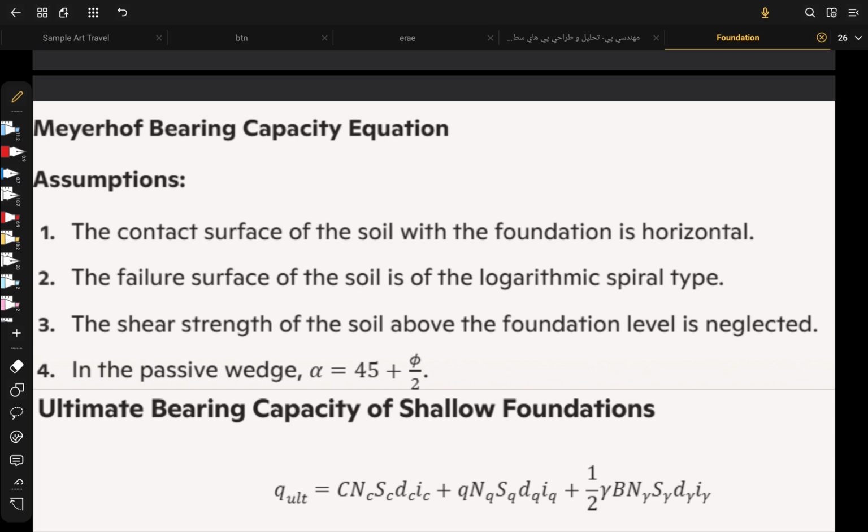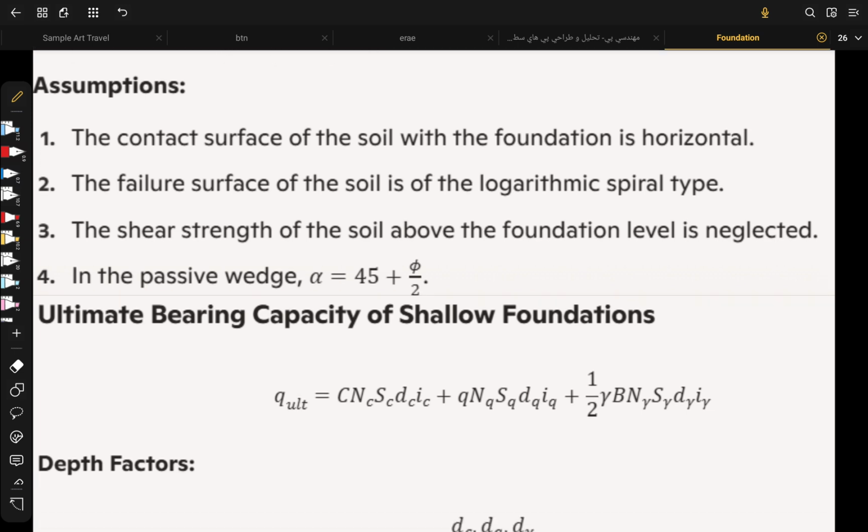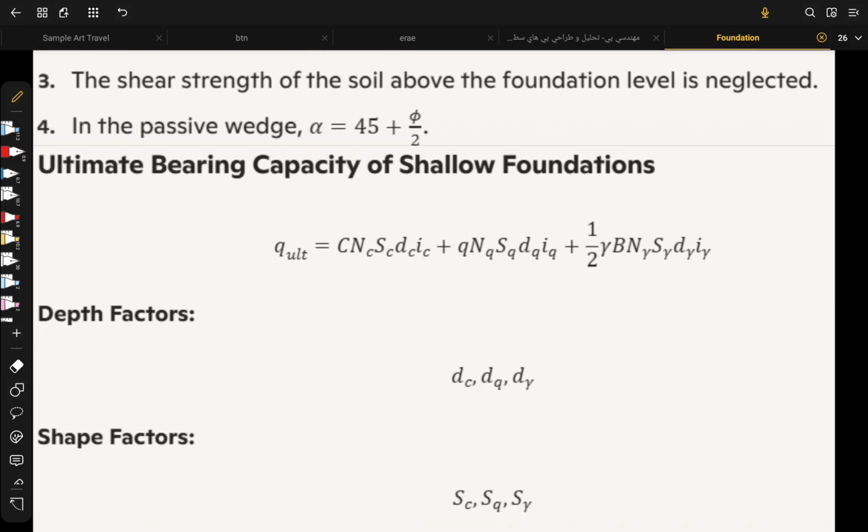After Terzaghi, we have Meyerhof's bearing capacity equation. It has some assumptions: the soil with the foundation is horizontal, the failure surface of the soil is the logarithmic spiral type, the shear strength of the soil above the foundation level is neglected, and in the passive wedge, alpha is equal to 45 plus phi over 2. As you can see, the equation is really similar to the Terzaghi equation, but it has a little differences.